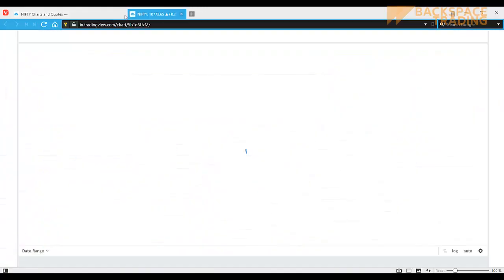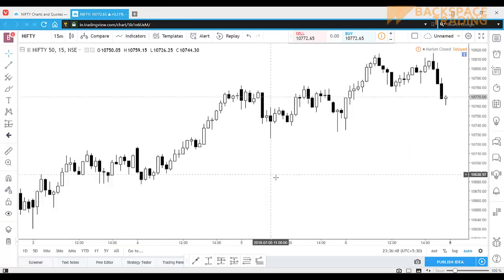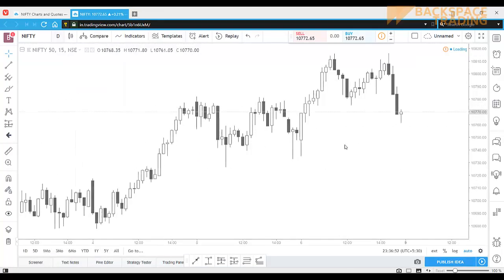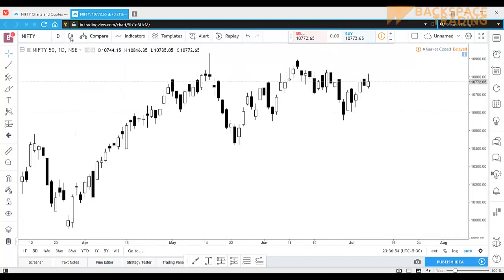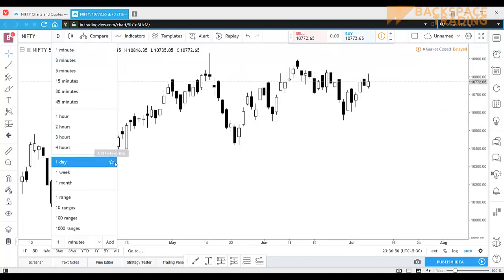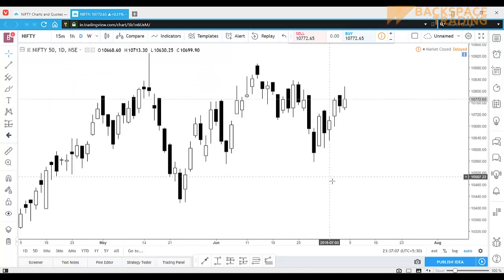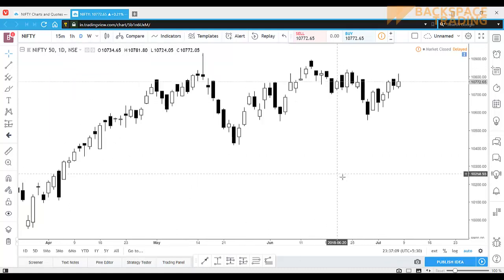Okay, so let's pick the 1 day candle. Let me mark these things, and yeah, pretty much that's it. So we were learning so far regarding inside bars.